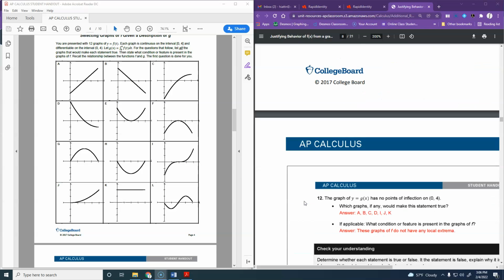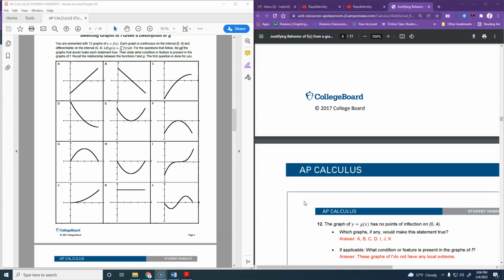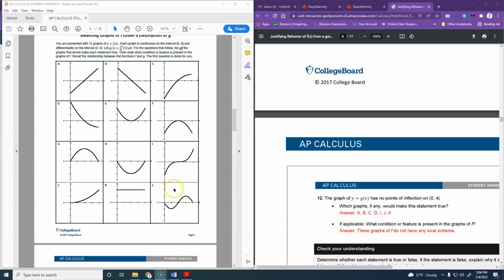And then for no points of inflection, K is definitely one of them, but you have a lot here. To have a point of inflection, you have to switch from increasing to decreasing or decreasing to increasing. So any of them that always increase or always decrease are going to have no points of inflection. So A does not have any points of inflection. B, C, D, I, J, and K. Basically, any of them that don't have any maximums.